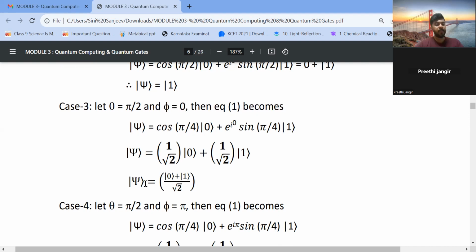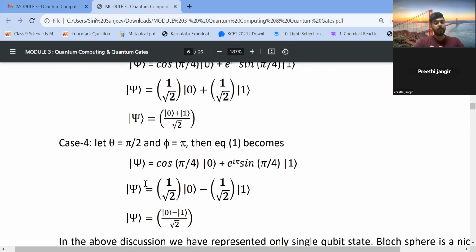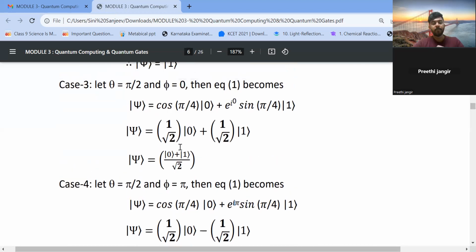That's all, if theta is equal to pi by 2 and phi is equal to pi, e power i pi. You can do this in a calculator and check. E power i pi will give -1, so only this sign will be changing. This will be minus. So I'm getting the same thing, 0 minus 1 by root 2, if theta is equal to pi by 2 and phi is equal to pi.